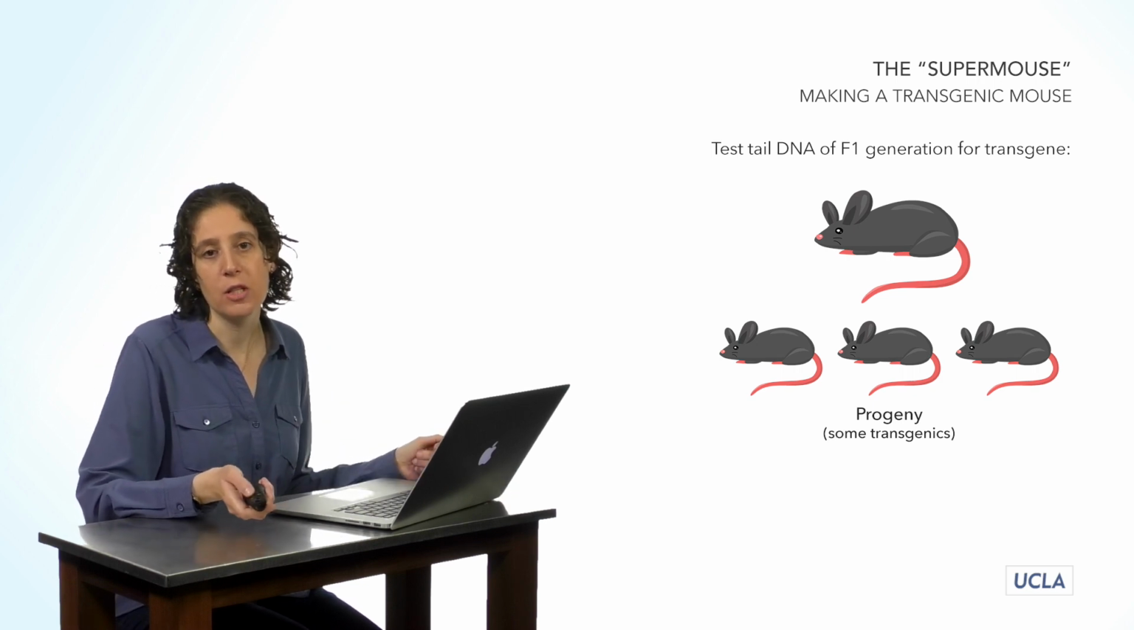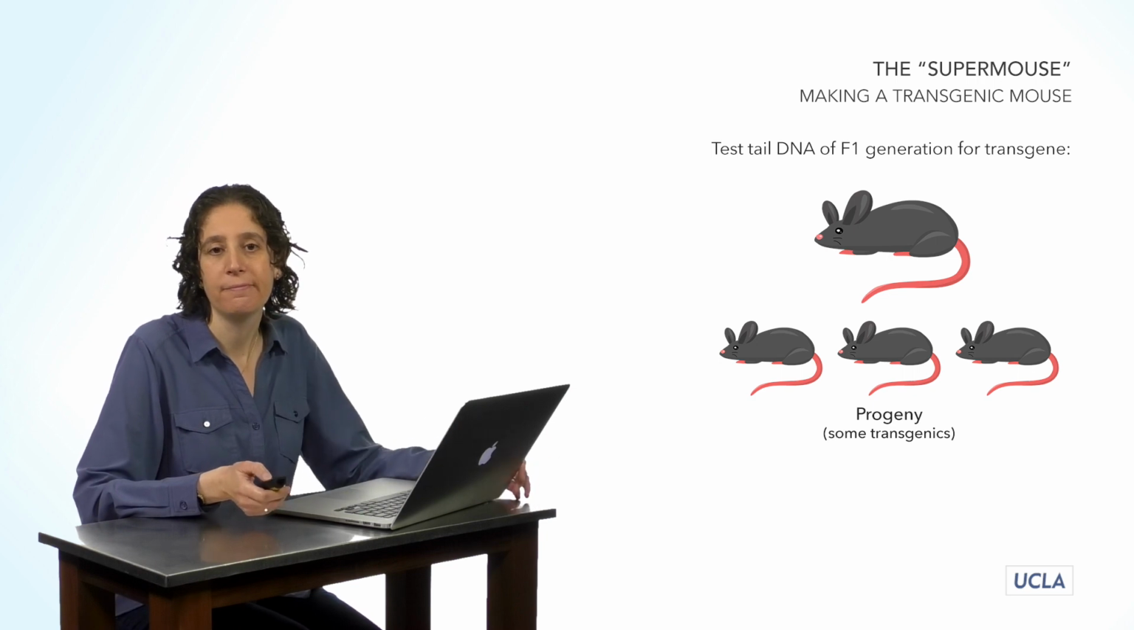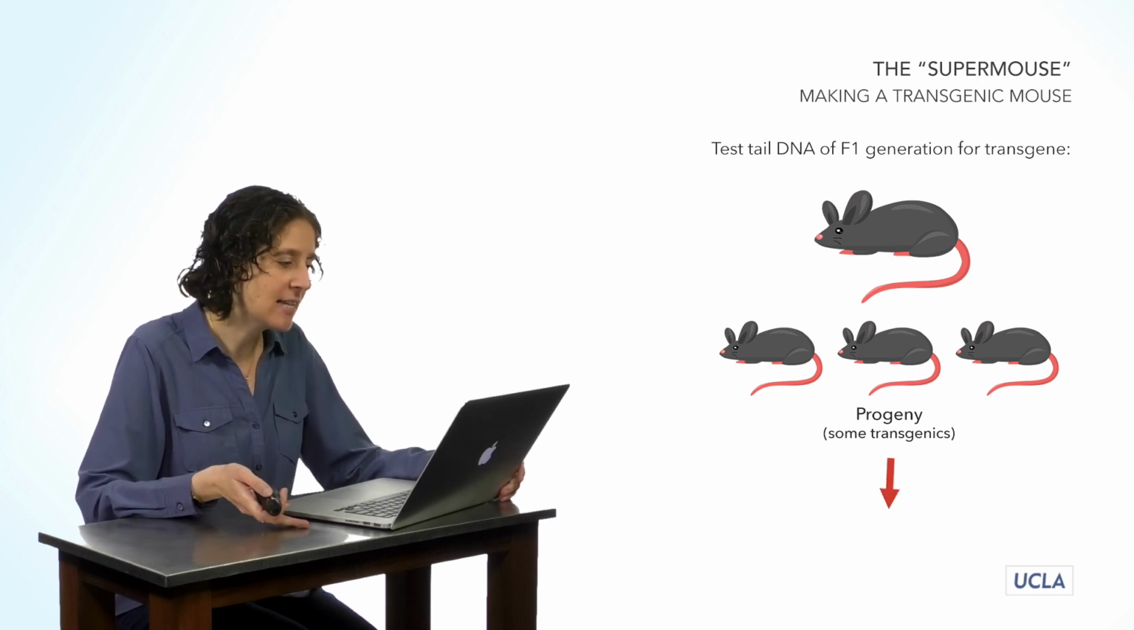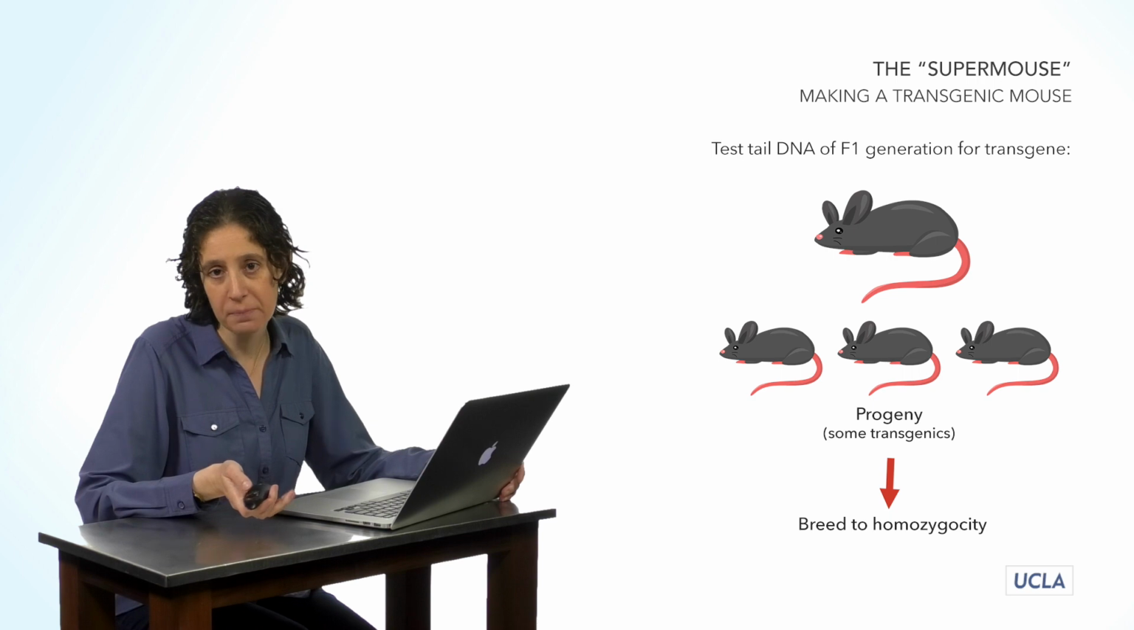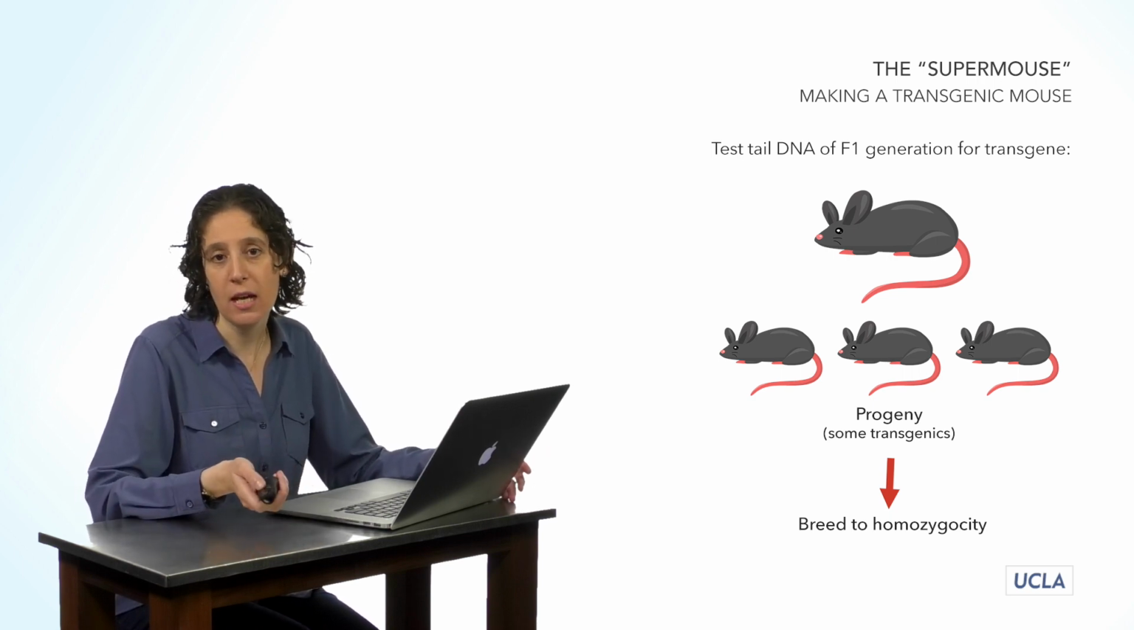And you can identify the transgenics by testing their tail DNA for the presence of the transgene. Then finally, the last step is to breed the mice to homozygosity. And basically, this means that you mate transgenic mice together, and then you select progeny that are homozygous for the transgene. For example, if your transgene happened to integrate on chromosome 3, then you want transgenics that have the transgene on both of their third chromosomes. Once you have mice that are homozygous for the transgene, you then test them to study their phenotype.